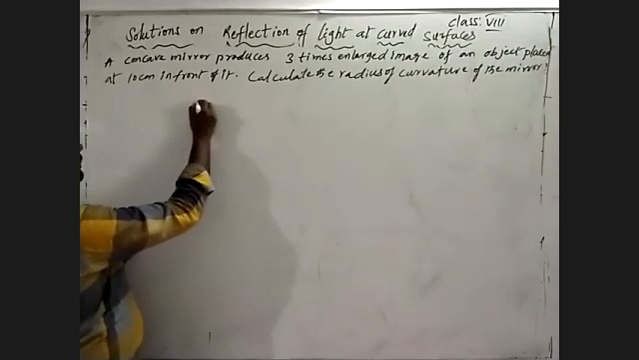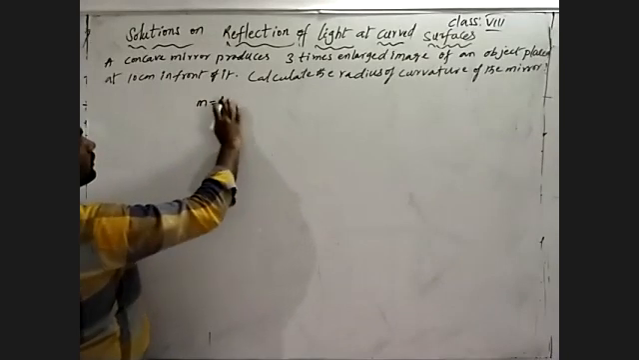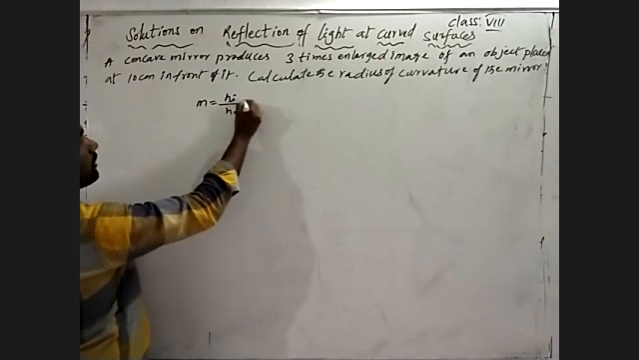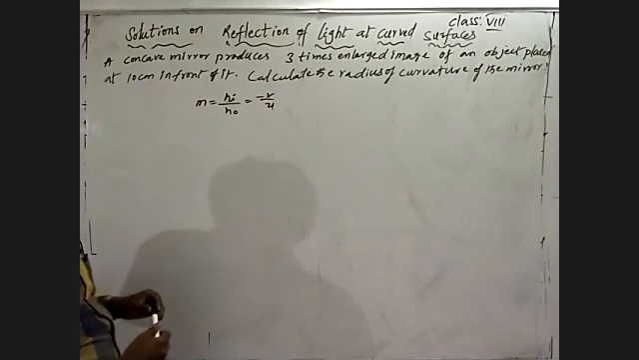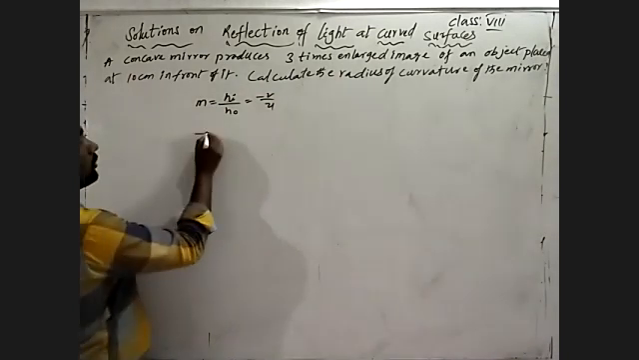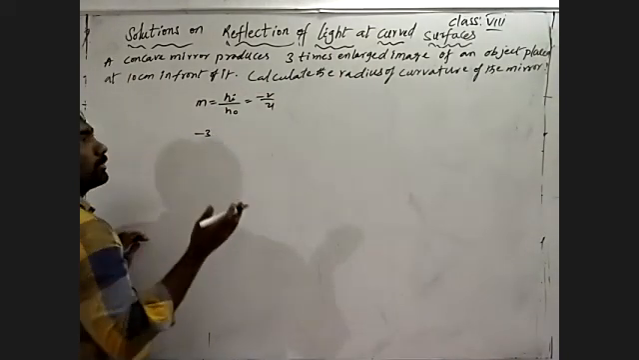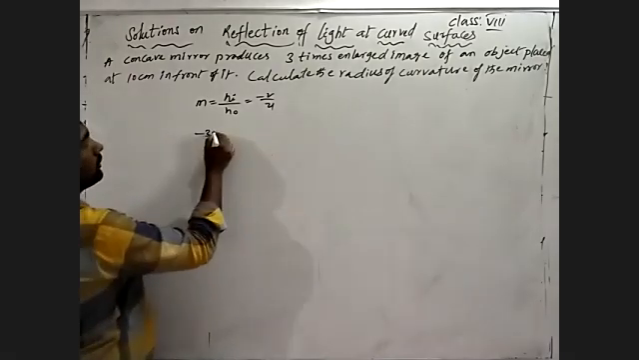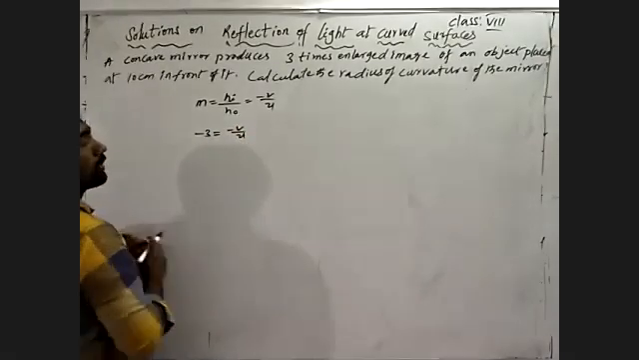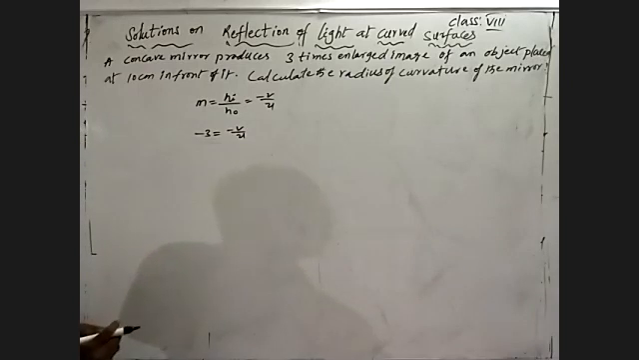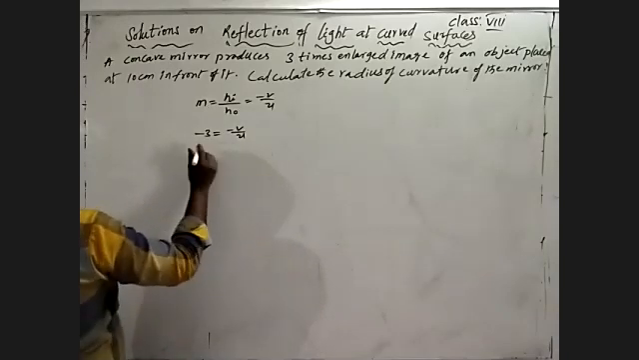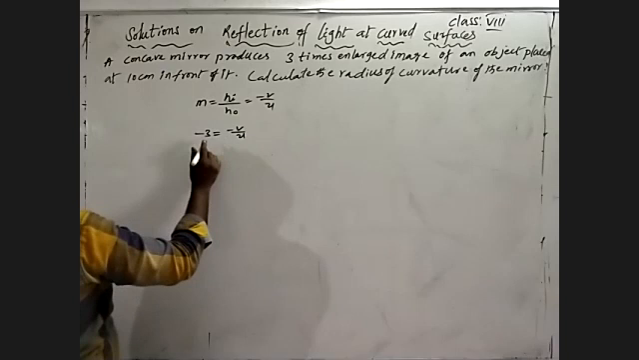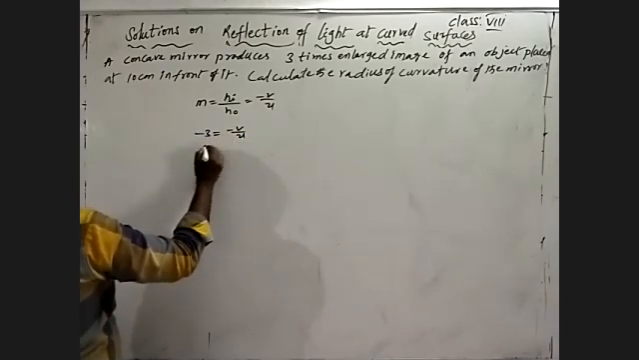See here, magnification is Hi by h naught is equal to minus v by u. They are talking about a 3 times enlarged image, so they are giving the magnification directly. For a concave mirror, the magnification is generally negative for a real image, as we found before. So it is equal to minus v by u. So by that, how much can we get? u is equal to, by transferring, what can we get?